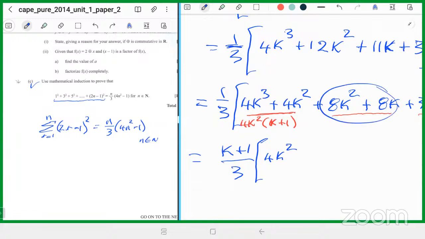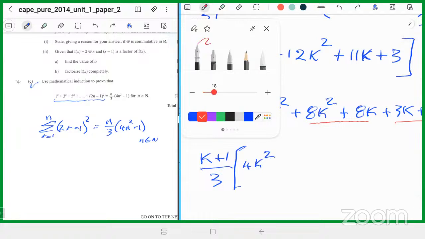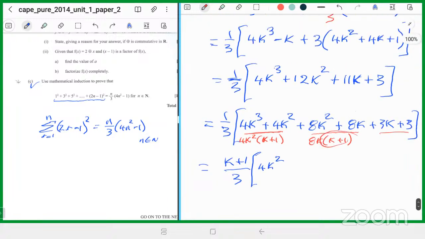Then this 2 now factors with an 8k. So this 2 becomes 8k into k plus 1. When I factorize the k plus 1 out there, I'm going to be left with this 8k. So these two, when I factor out the k plus 1, I'm going to be left with an 8k.